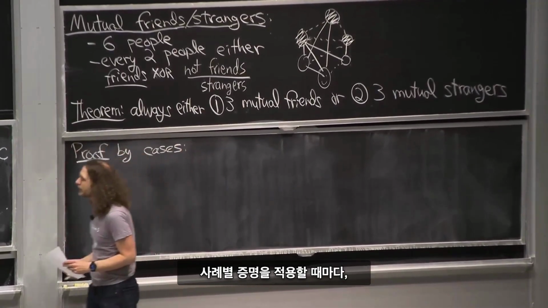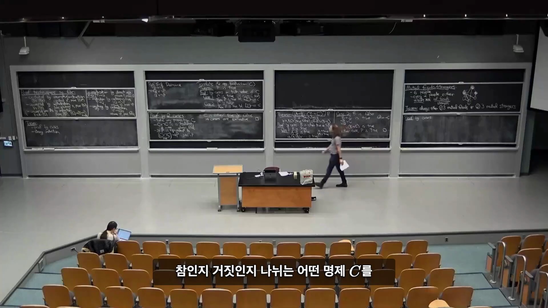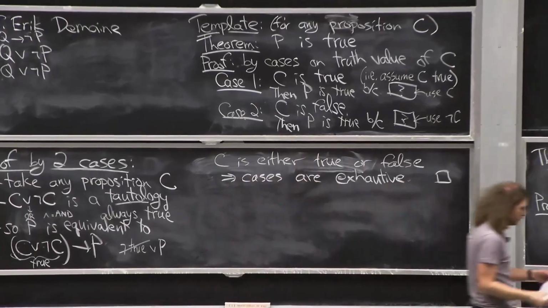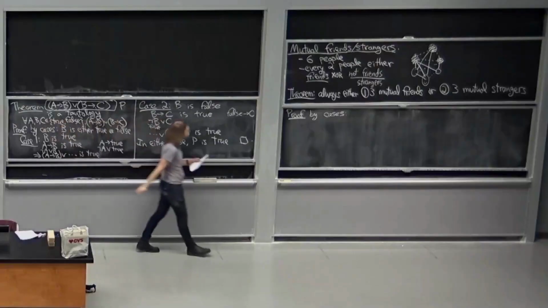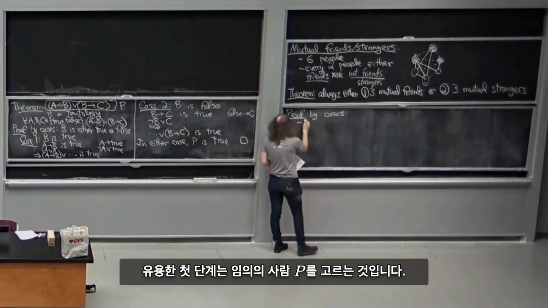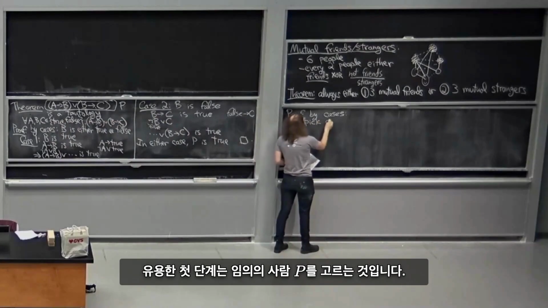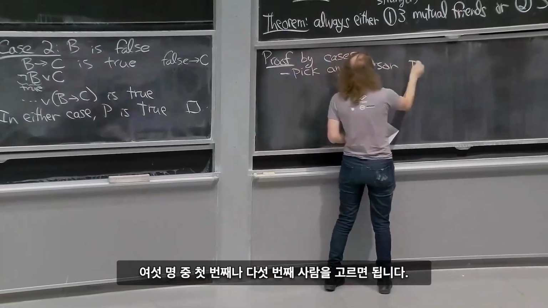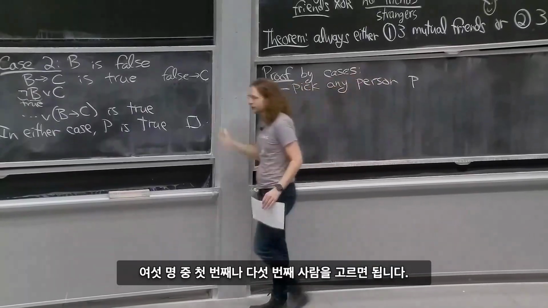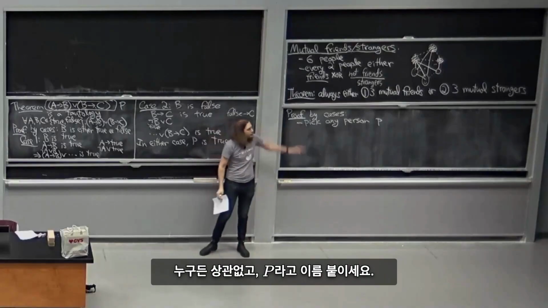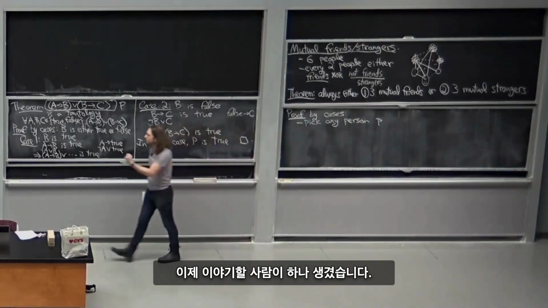Whenever we apply proof by cases, we need to come up with some proposition C that's either true or false. Well, for proof by two cases, which this will be, it's a little work in this case to do it. It turns out a useful first step is to pick any person P. So just take the first person or the seventh or the fifth person out of six. Doesn't matter which one, but label it P. So now we have a person to talk about.